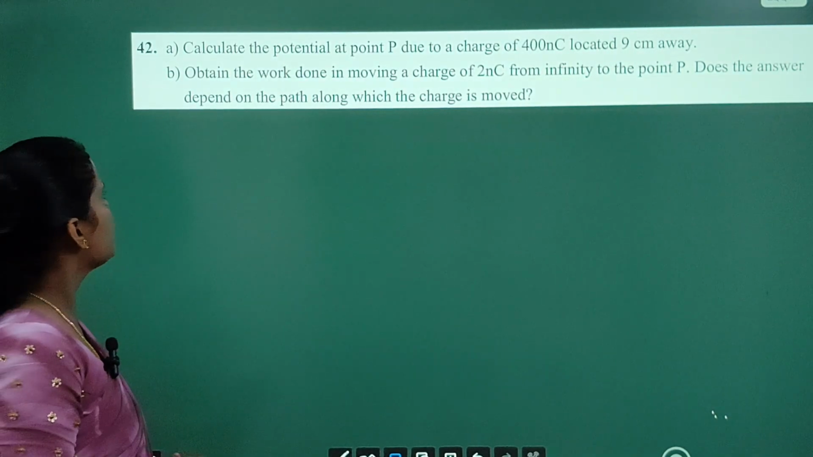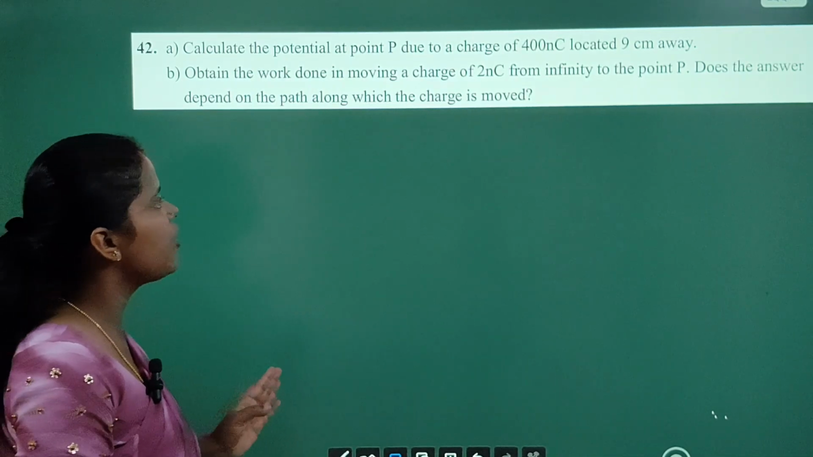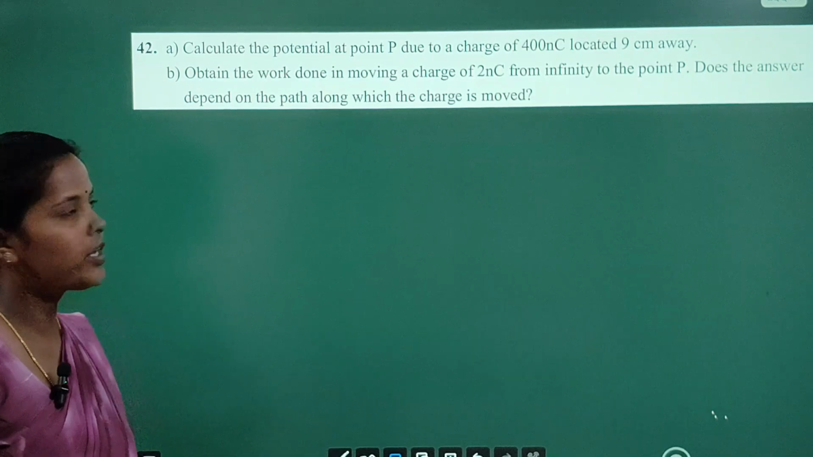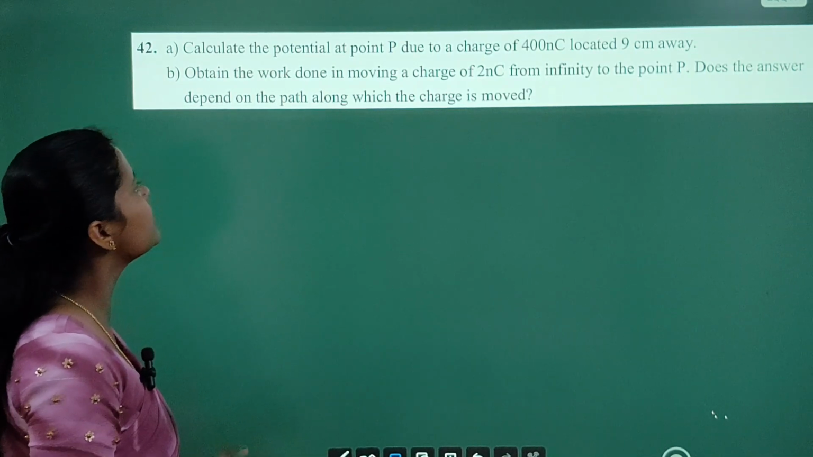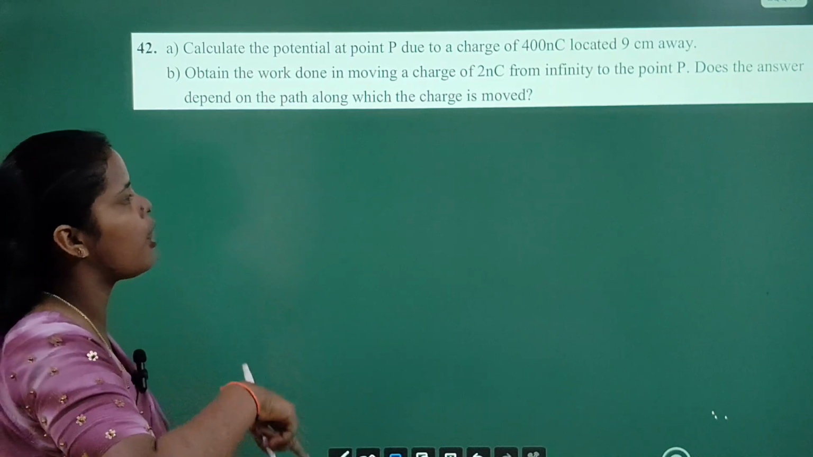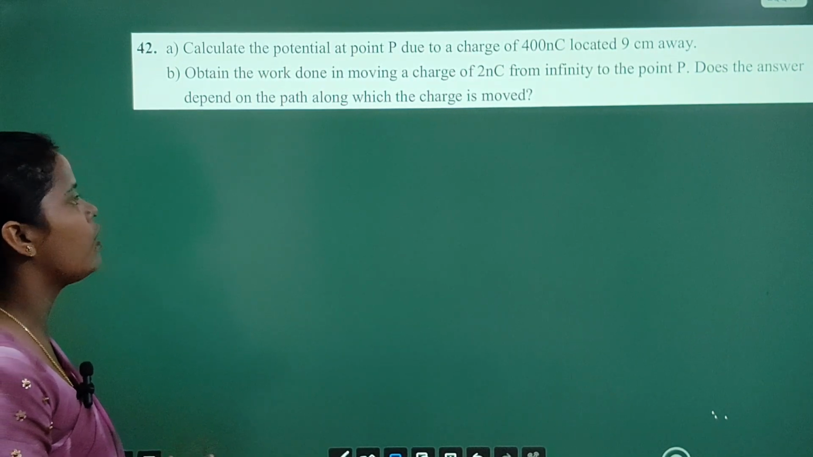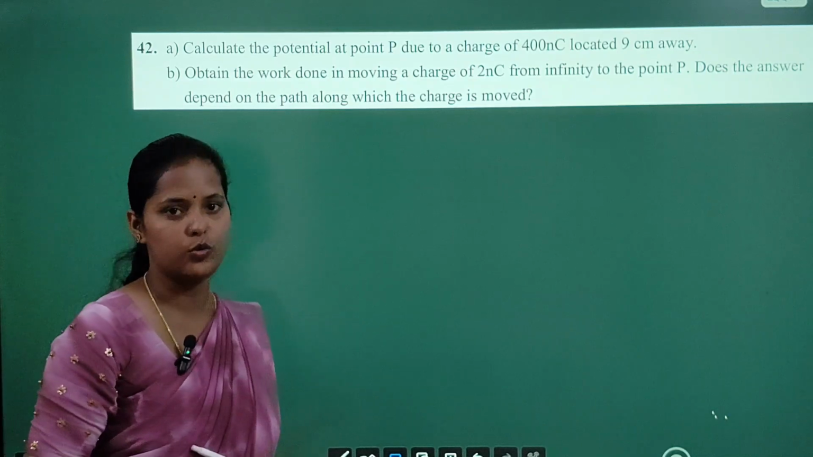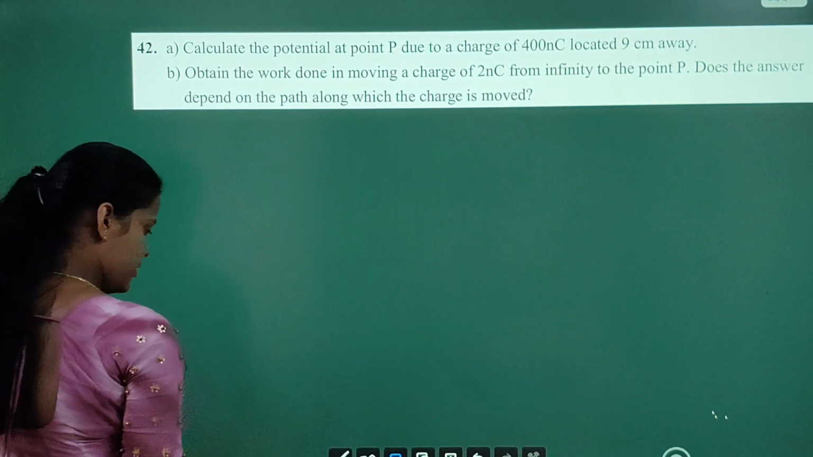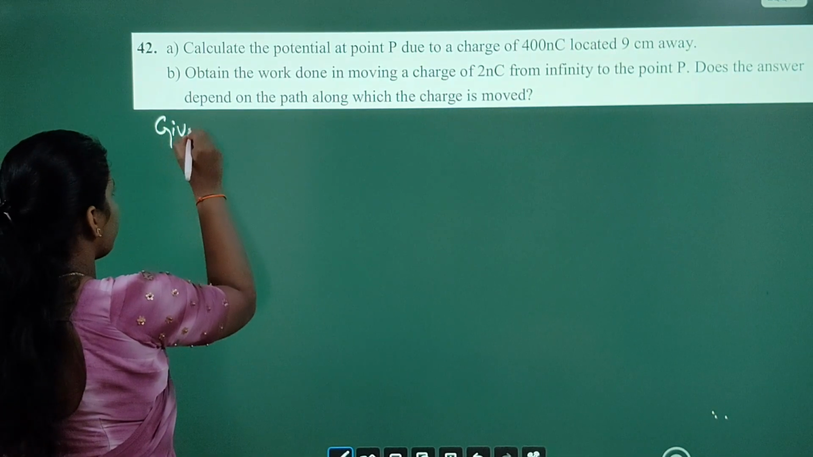First question: calculate the potential at point P due to a charge of 400 microcoulomb located 9 cm away. Second sub-question: obtain the work done in moving a charge of 2 nanocoulomb from infinity to the point P. Does the answer depend on the path along which the charge is moved? Okay, first write down the given values.